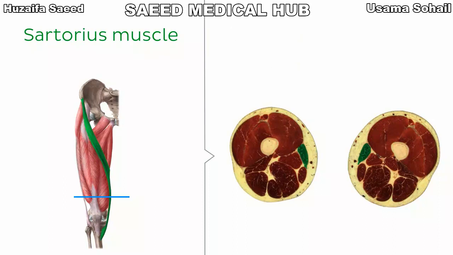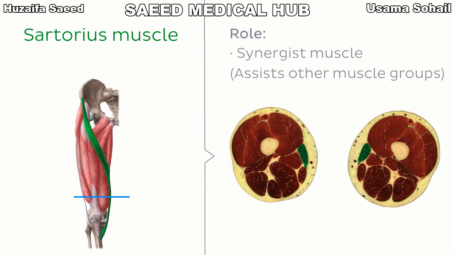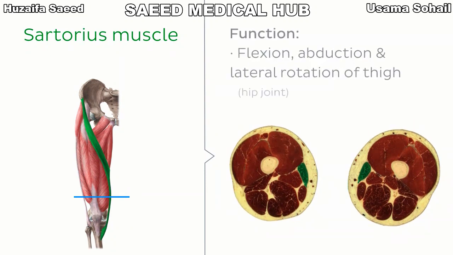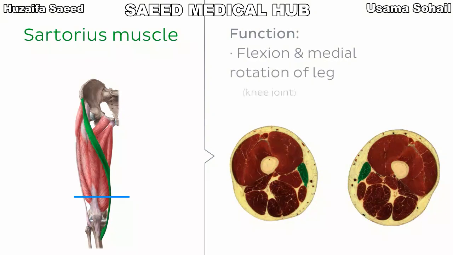The sartorius acts mainly as a synergist muscle, meaning rather than performing any action on its own, it assists other muscle groups in completing motions. This muscle helps with flexion, weak abduction, and lateral rotation of the thigh at the hip joint, as well as flexion and medial rotation of the leg at the knee joint.